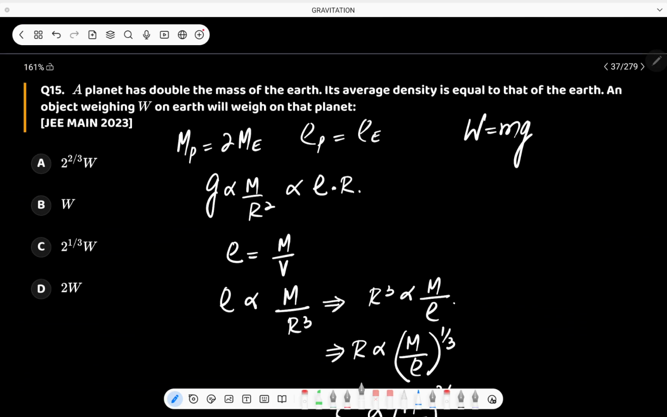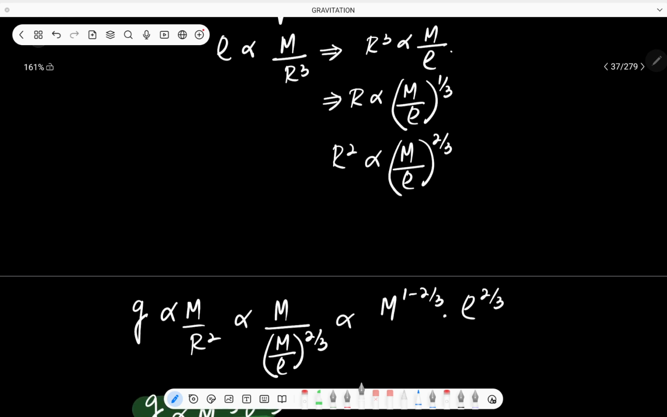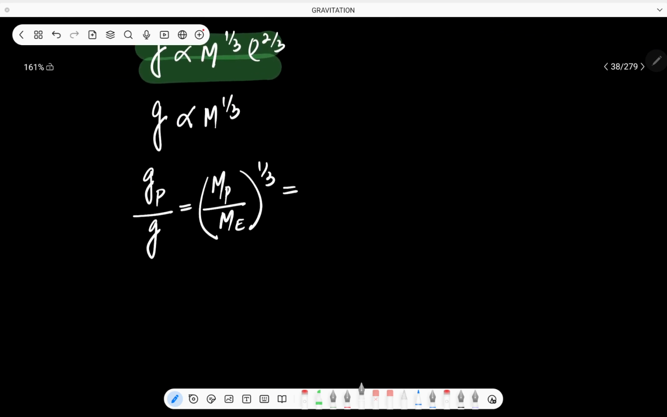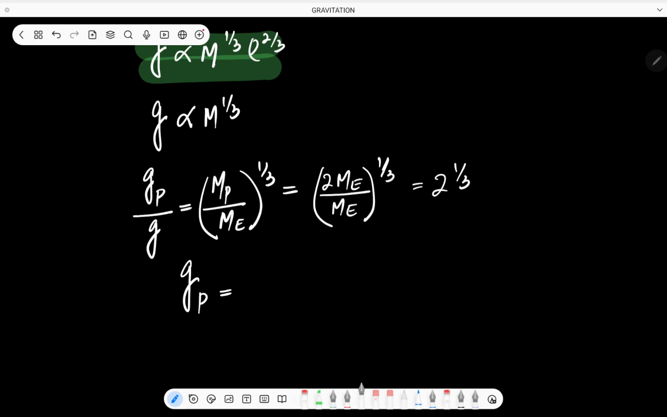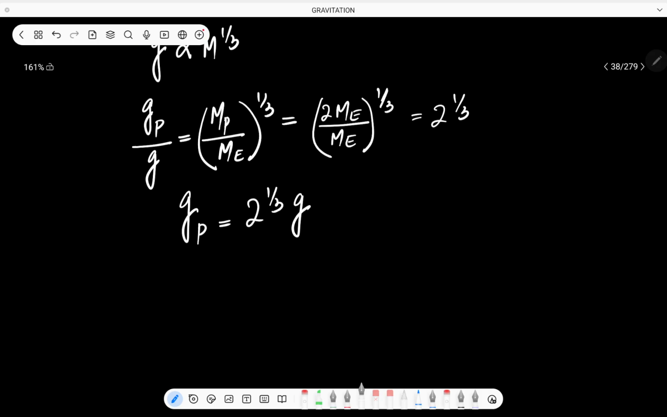Now have a look, my dear students. It is given that the mass of the planet is 2 times the mass of the earth. I am writing here 2 times mass of earth divided by mass of earth. This mass of earth and mass of earth will disappear. So the equation becomes 2 raised to the power 1 by 3, which means that acceleration due to gravity on the surface of the planet will be equal to 2 raised to the power 1 by 3 times the acceleration due to gravity on the earth.